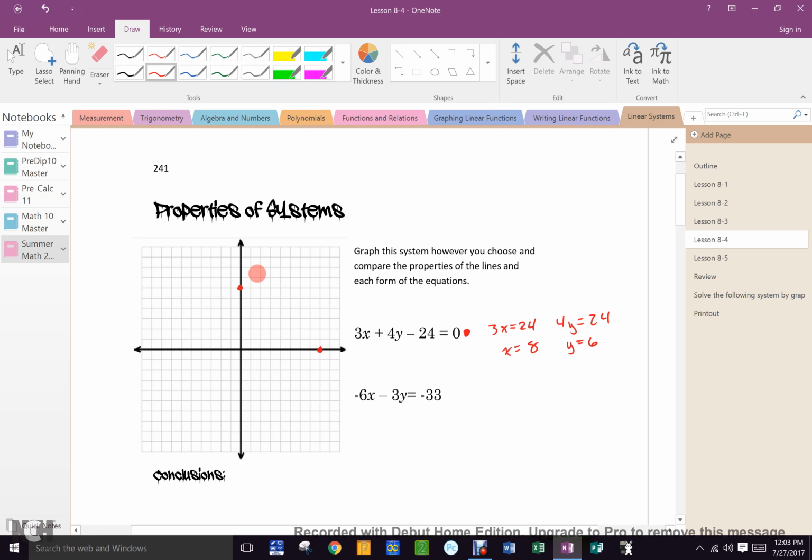And I can see that my slope is 3 quarters. So 1, 2, 3, 1, 2, 3, 4. So there is one line.